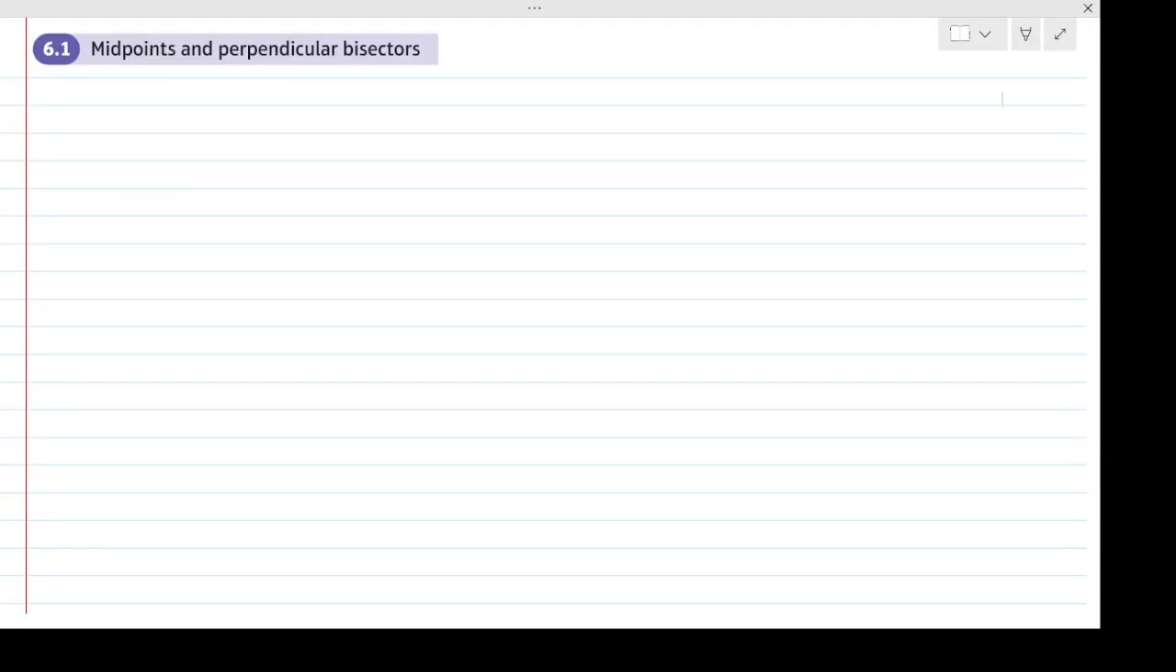Hello. So we are on chapter 6, and we're going to look at circles in this chapter. What we're going to start off with is looking at midpoints and perpendicular bisectors.